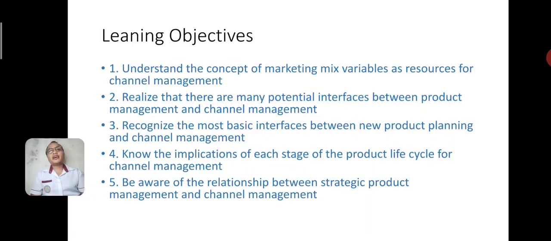In my report, there are learning objectives. Number 1, understand the concept of marketing mix variables as resource for channel management. Number 2, realize that there are many potential interfaces between product management and channel management. Number 3, recognize the most basic interfaces between new product planning and channel management, and know the implications of each stage of the product lifecycle for channel management. And number 5, be aware of the relationship between strategic product management and channel management.